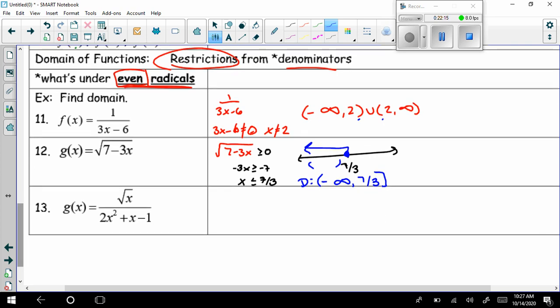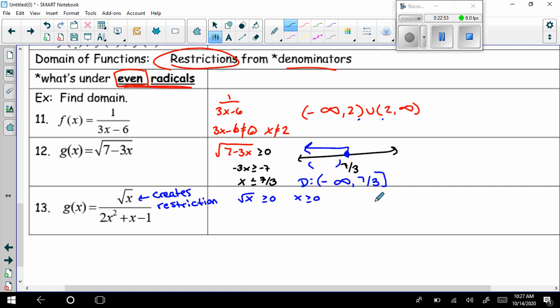This last one, often the top of a function doesn't matter, but because square roots have domain restrictions, this square root being on the top creates a restriction. So I need to find both my restrictions for the top and the bottom here. Well, the top just means that if I have the square root of x and it needs to be greater than or equal to 0, then x itself needs to be greater than or equal to 0. Okay, so that's one of my restrictions.